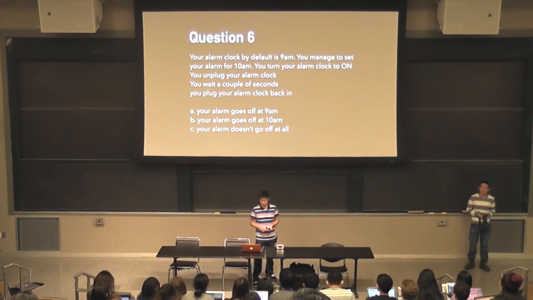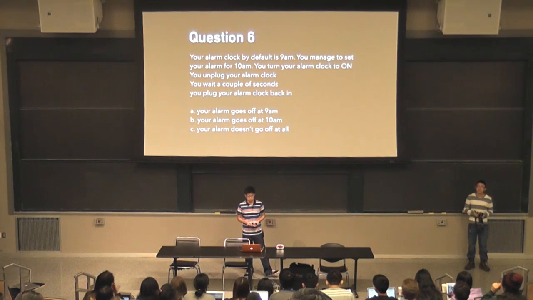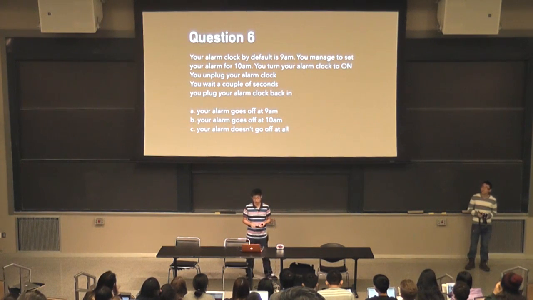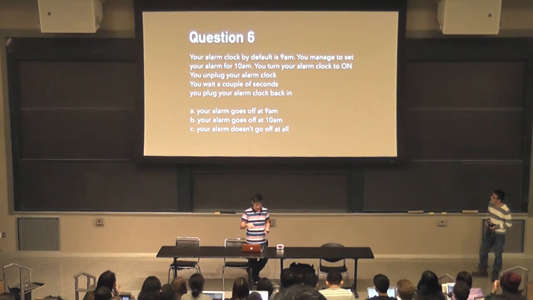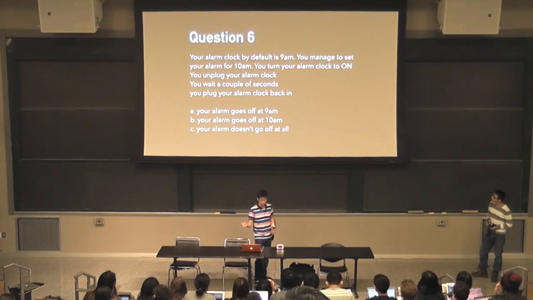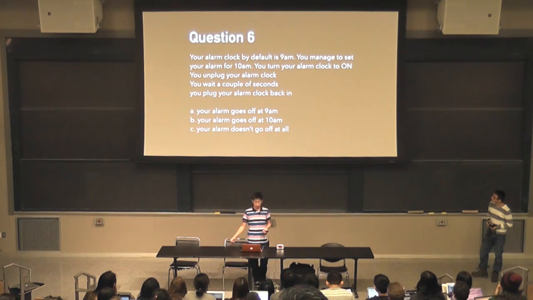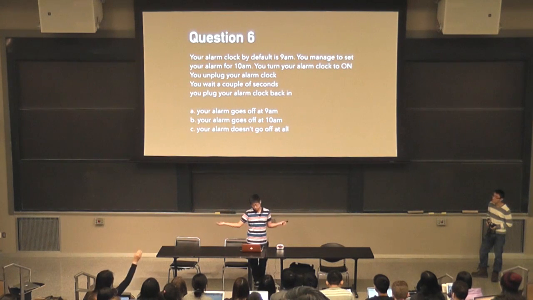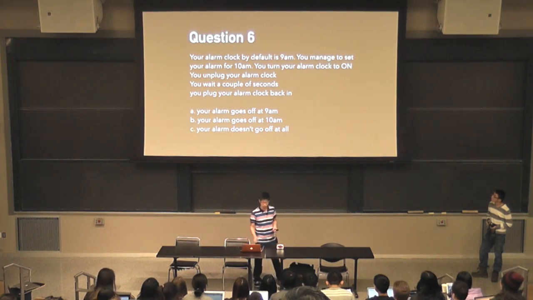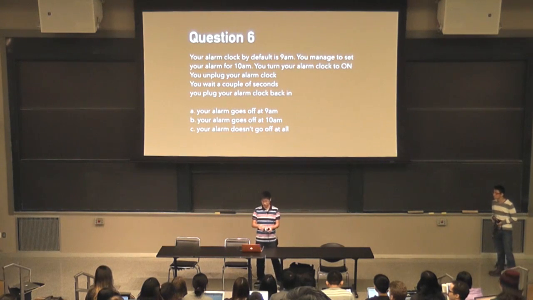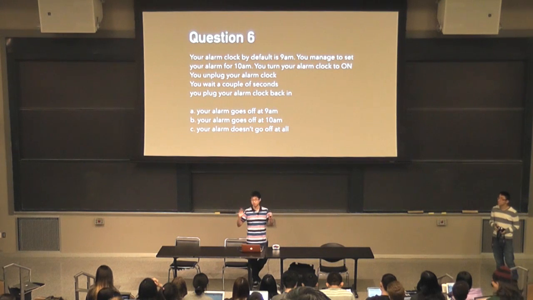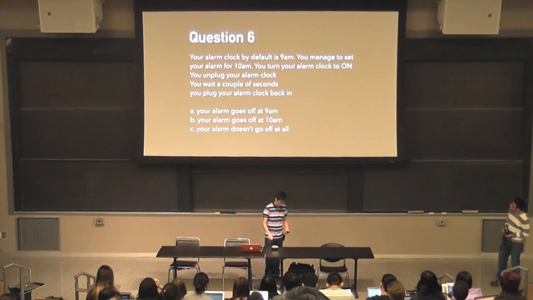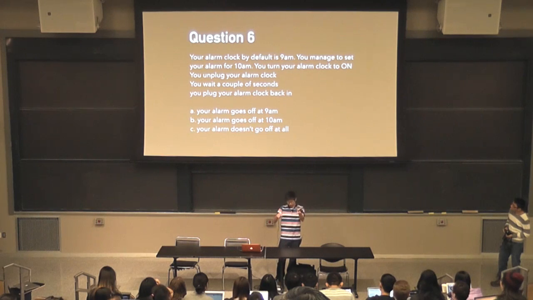Okay, so 2 last questions. Your alarm clock by default is 9 a.m. You managed to set your alarm for 10 a.m. successfully without screwing up anything. Wow, surprise. You turn your alarm clock to on. Now you unplug your alarm clock. You wait a couple seconds. You plug your alarm clock back in. So in the morning, does your alarm clock go at 9 a.m.? Does it go off at 10 a.m.? Does it not go off at all? Do you have batteries? Your battery is currently in, yes.